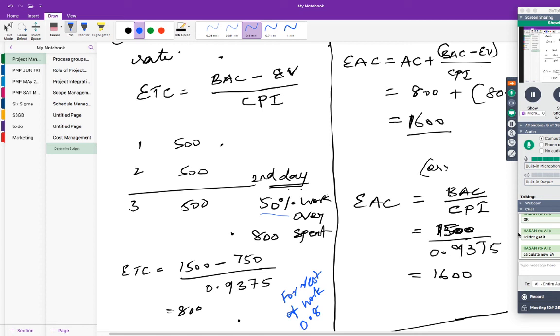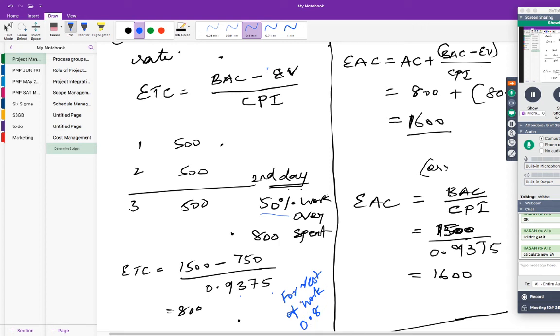See, the question was, you already have some performance, some actual cost, right? So originally, what did you do in this problem? You calculated the CPI, and the CPI was 0.9375, right? So you divided it by that CPI. For the rest of the work also, what is BAC minus EV? This is your remaining work, right? For the remaining work also, you used the same CPI, right? But now in the question they say that for the rest of the work you will not follow 0.9375, you will follow some new CPI, 0.8, right?